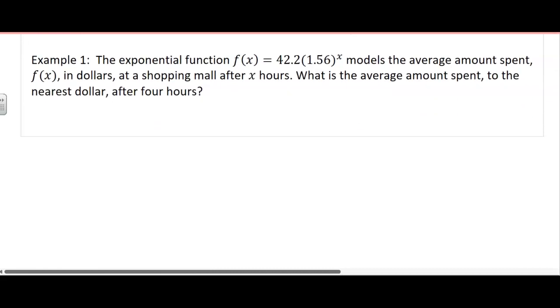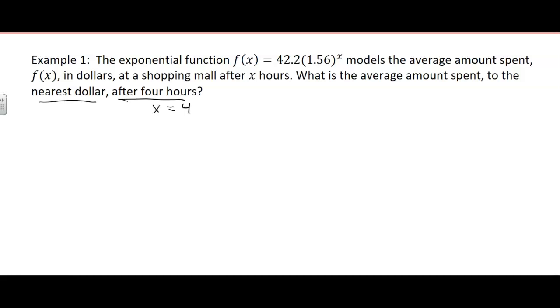It says the exponential function f of x models the average amounts spent in dollars at a shopping mall after x hours. So that's what we were talking about with that graph. What's the average amount spent to the nearest dollar? So we're going to round to the nearest dollar after 4 hours. That is your x then. Your x is 4.